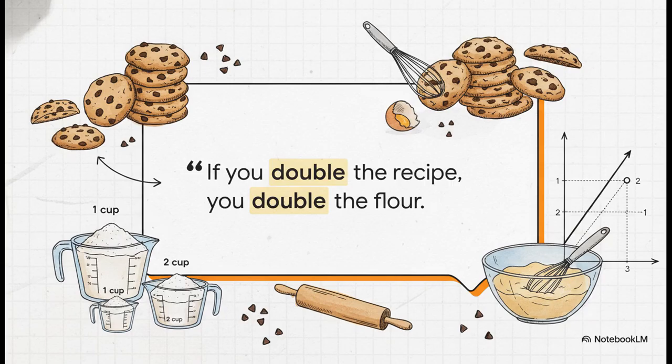Here's a perfect way to think about it. If you double the recipe, you double the flour. Come on, we've all been there, right? You're in the kitchen, you need to make more cookies for friends, so what do you do? You just double everything. This idea, this perfect scaling that we all just kind of know how to do, is exactly what we're talking about today. It's a proportional relationship at its heart.